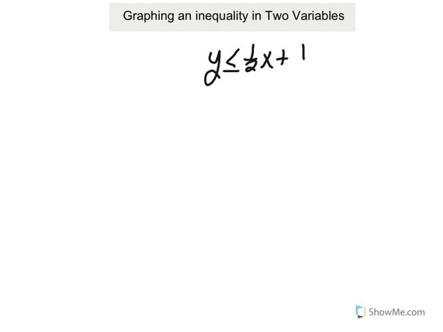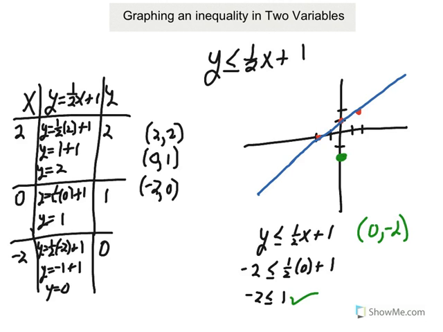Okay, now you try. Graph the linear inequality y is less than or equal to 1/2 x plus 1. Okay, here's the solution. We found the points (2, 2), (0, 1), and (-2, 0). We see that it is an inequality where there's an equal to. In other words, there's a line underneath the less than symbol. So we want a solid line.